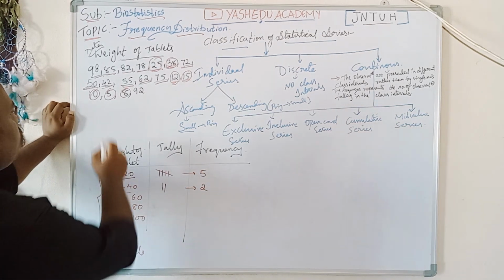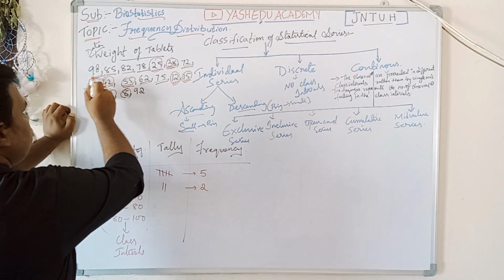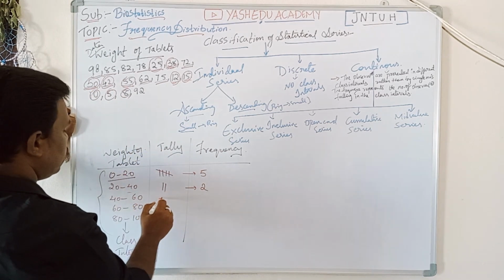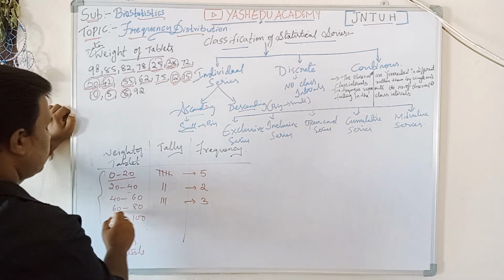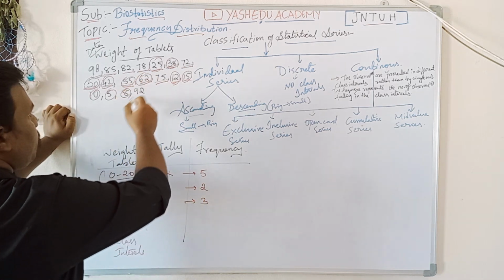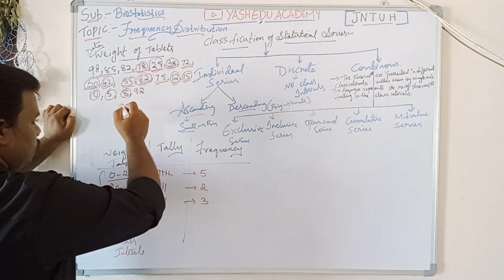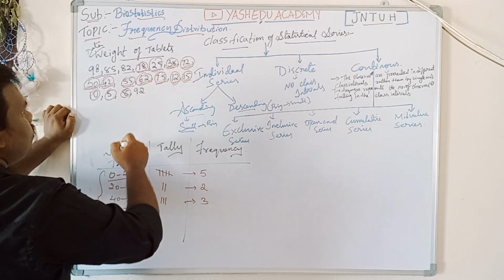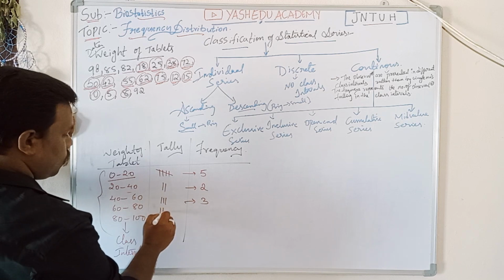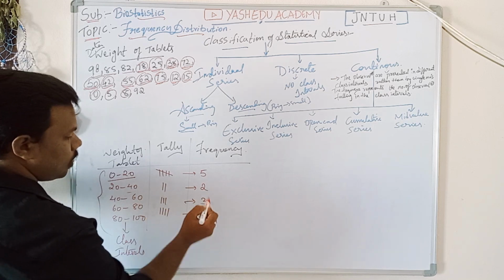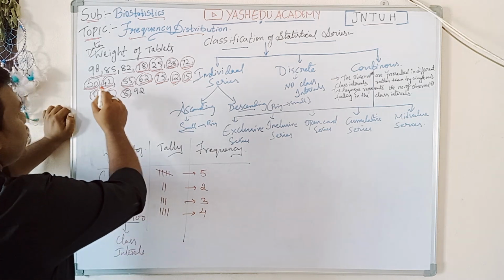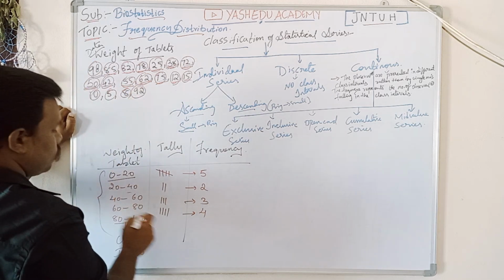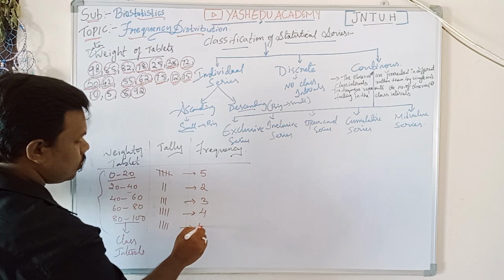Now 40 to 60: 42, 55, 50. That's it, so the frequency is 3. 60 to 80: 70 to 75, so there are 4 lines. Here the frequency is 4. 80 to 100: 82, 85, 98 and 92. So the frequency is 4.